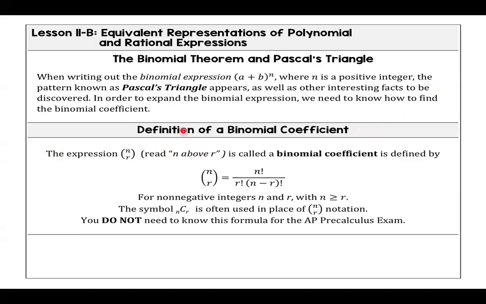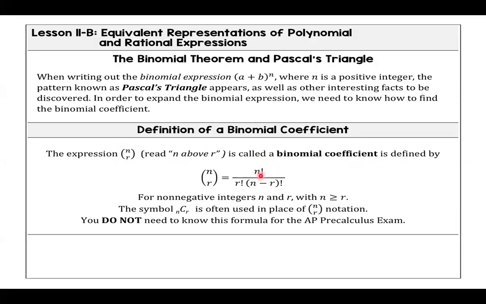So to start off, we're going to talk about the definition of a binomial coefficient. So if we have n above r, that is what this means. When you see this, it's called a binomial coefficient. How do you find your n above r? This is not an excited n, okay? I just had a brain fart. It's a factorial, n factorial, okay? It is not an excited n.